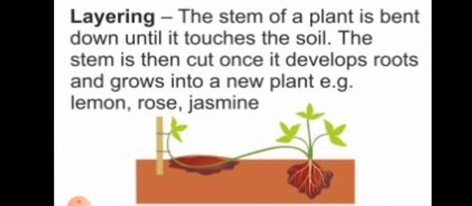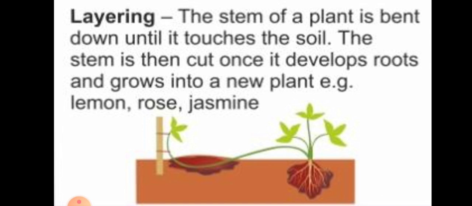The growing tip remains above the soil surface. After some days, what happens? The roots can be seen growing from the branch buried in the soil. This is then cut and allowed to grow as a separate plant. This process is seen in jasmine. In the diagram you can see how the stem of the plant is bent down until it touches the soil, and the stem is then cut once it develops roots and grows into a new plant.